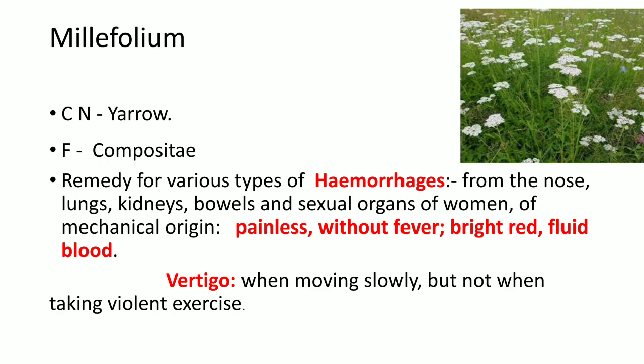Today you are going to learn a remedy to control hemorrhage, that is Millefolium. Its common name is yarrow and it belongs to the family Compositae. You have already learned many remedies belonging to the Compositae family like Cina, Chamomilla, Calendula, etc. Here also Millefolium belongs to the family Compositae.